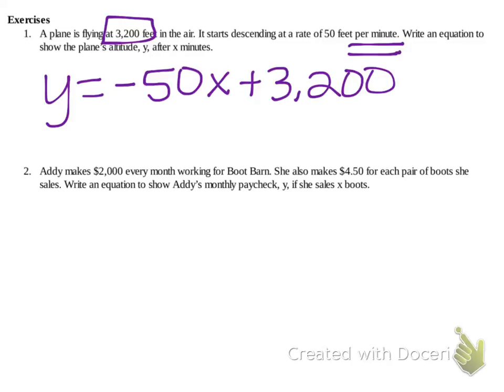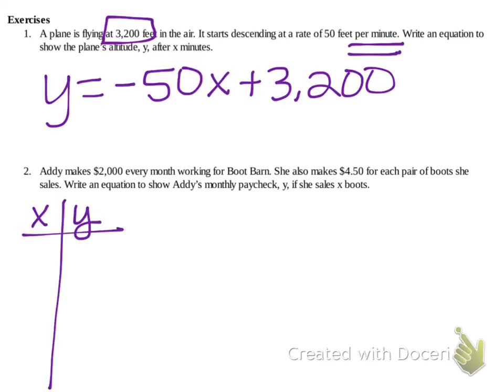All right, so it says Addie makes $2,000 every month working for Boot Barn. She also makes $4.50 for each pair of boots that she sells. Write an equation to show Addie's monthly paycheck y. So the monthly paycheck is going to be y. She sells x amount of boots. So let's just pretend, if you were one that needs to do a table here.